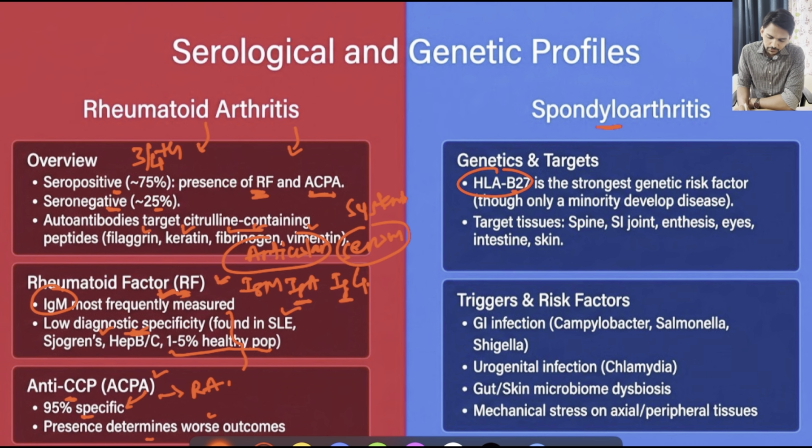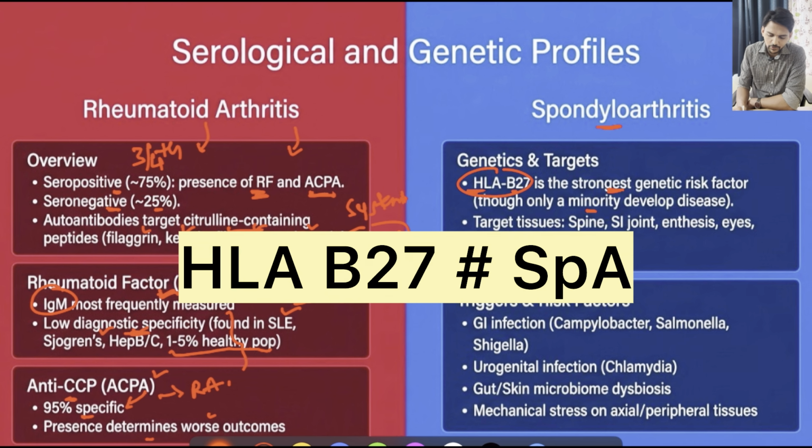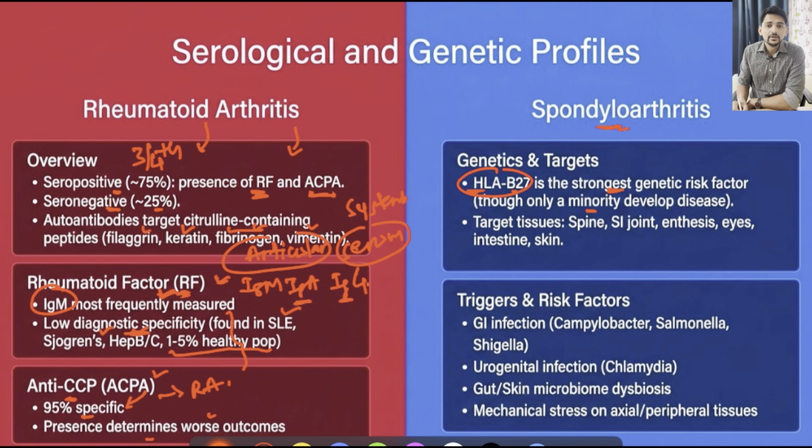Coming to HLA-B27 in spondyloarthritis, it is the strongest genetic risk factor for the development of spondyloarthritis, but of those individuals who are having HLA-B27, only a minority of them might develop the actual disease. So just mere presence of this genetic factor will not decide that the individual is definitely having spondyloarthritis. There should be some other trigger for the actual development of this disease.